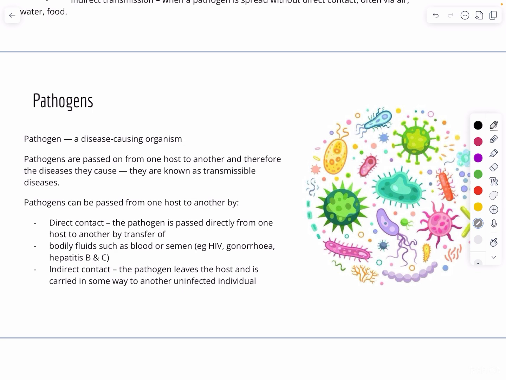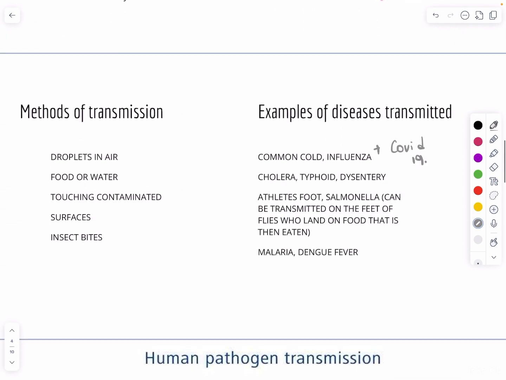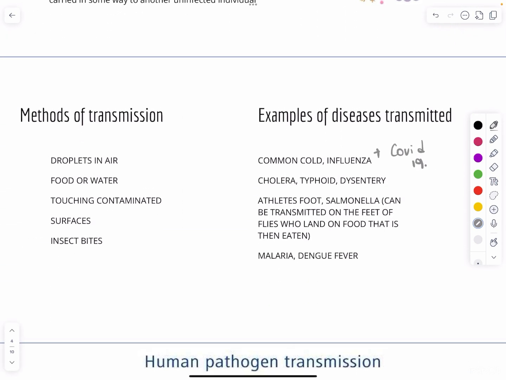So basically, the pathogens can get from person A to person B in a few different ways, and understanding these helps us prevent infections. Let's move on to methods of transmission and the examples of diseases they cause. Droplets in air can cause common cold, influenza, and COVID-19. COVID-19 will be in your IGCSE exam, and you will be asked to provide this example as well as common cold and influenza.